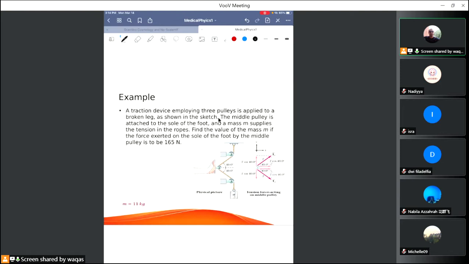Find the value of mass m if the force exerted on the sole of the foot by the middle pulley is to be 165 newton. Okay, so the pulley basically applies a force of 165 newton. So we need to find this mass m.